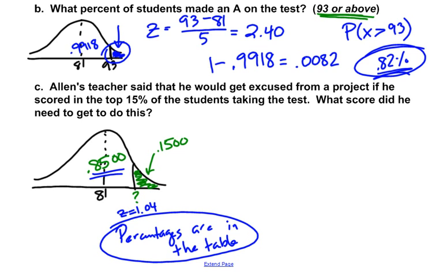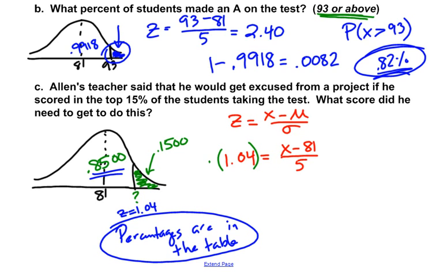What we're going to do at this point is go to our formula. Remember, z is equal to x minus mu divided by the standard deviation. We will plug in what we know. We know z is 1.04. We do not know x. That's the score we've got to get to be in this top 15%. And we know the mean was 81, and we know the standard deviation was 5. So we're just going to solve this equation for x. We'll start off by multiplying both sides by 5.